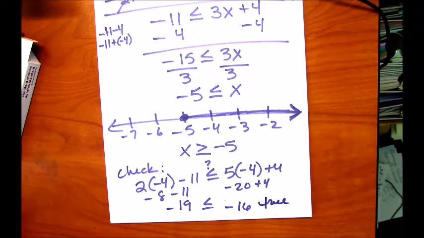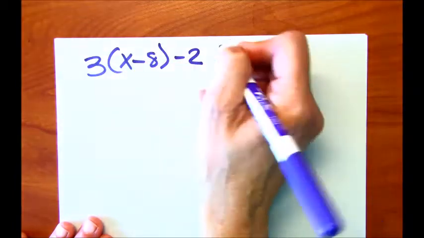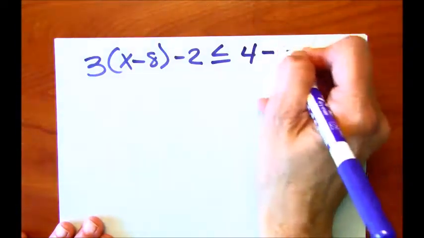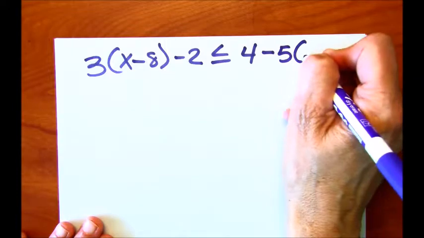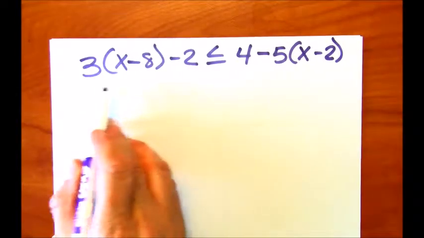Okay, I have one more fun inequality in which we're combining principles. And this one's going to utilize distributive property. So 3 times the quantity of x minus 8 minus 2 is less than or equal to 4 minus 5 times the quantity of x minus 2. All right, looks like we have distributive property on both sides.